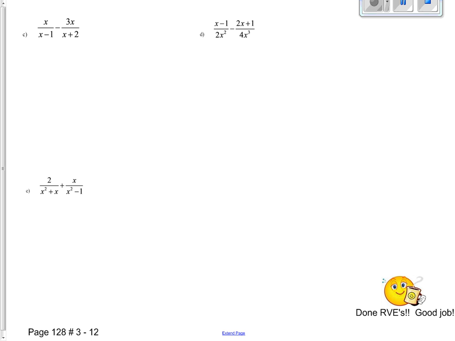C, x over x minus 1, take away 3x over x plus 2. There's no factoring that I can do. So I have a factor of x plus 2, x minus 1. So my common denominator would be x minus 1, x plus 2. I should write that out twice. x minus 1, x plus 2 is just going to be tight. x minus 1, x plus 2, and the second fraction would have the same common denominator.